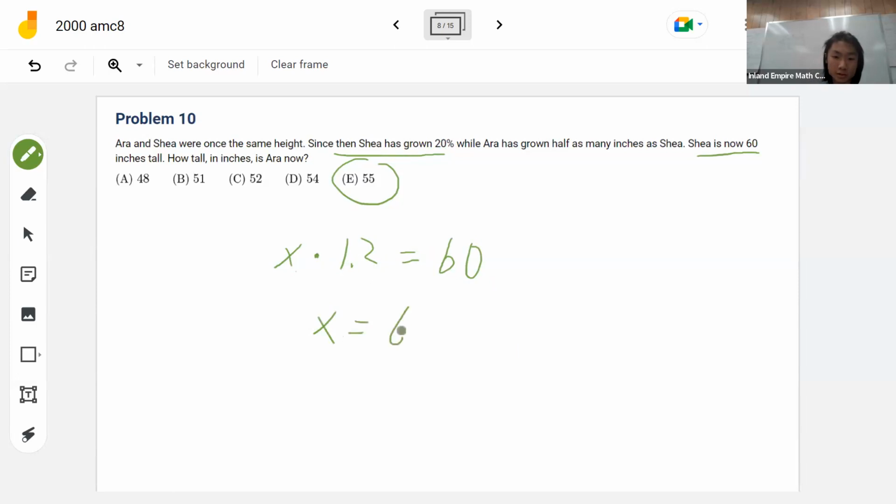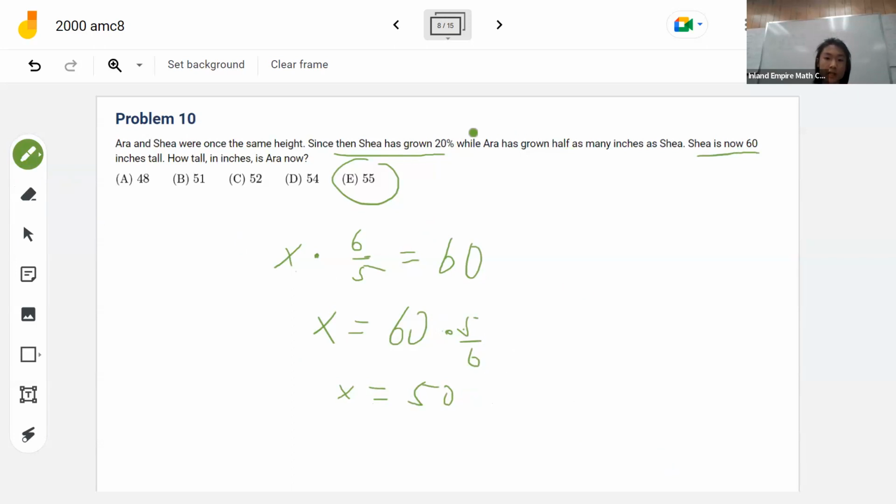All right, so now we can use that to solve for X. X equals 60 divided by 1.2. 1.2 is also 6 over 5. I think fractions are a little bit of an easier way to write this. 6 over 5, which is equivalent to 1.2. So again, dividing by 6 over 5 is equal to multiplying by the reciprocal. So multiply by 5 over 6. We see that X is 50. So her original height is 50.